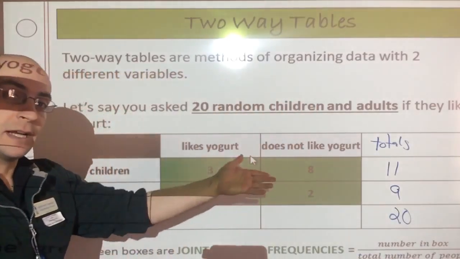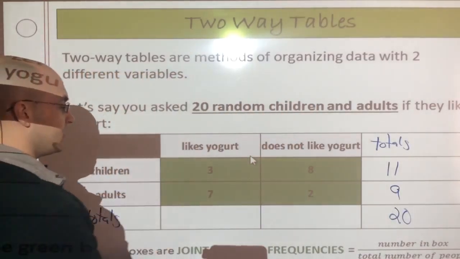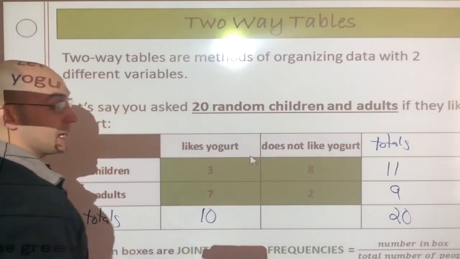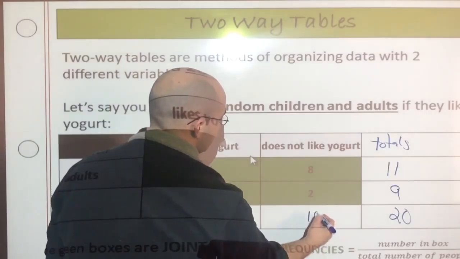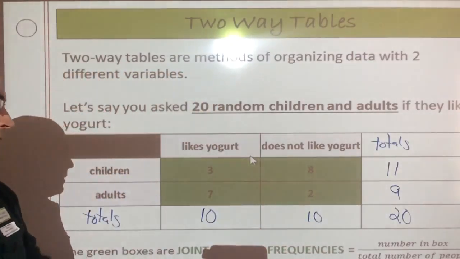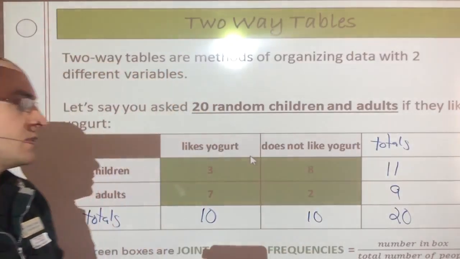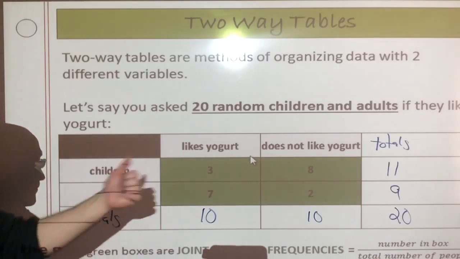So let's add down to make sure that number works. 3 plus 7, so I've got 10 people that like yogurt completely, whether they are a child or an adult. And I've got 10 people that do not like yogurt, whether they are a child or an adult. And I know 10 plus 10 is 20, so everything adds up. So you may have to fill in a table.